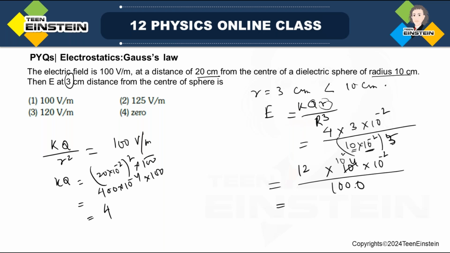Is it? Just a minute. Yeah, there is a subtle mistake here. This is 3. Okay, RQ. So let me just redo this calculation. So this is 10 to the power minus 2. Okay, so here this also will be having minus 6 actually. So this will give you 10 to the power 3 from here. So it will give you eventually 120 volt per meter. Okay, so option 3 will be the correct answer for this question.